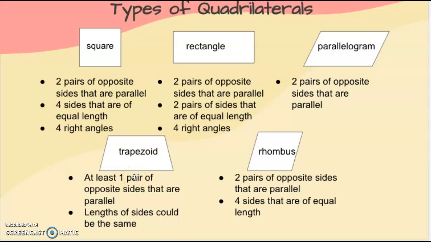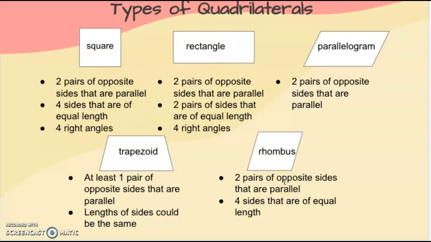For a trapezoid, it only has to be 1 pair of opposite sides that are parallel. So in a parallelogram, both pairs of opposite sides have to be parallel, like in a square and a rectangle. But in a trapezoid, you only need 1 pair. If you notice, this side and this side will eventually meet or intersect. And the lengths could be the same. It doesn't really matter on the trapezoid. The only thing that's important is that 1 pair of opposite sides are parallel. 1 pair, 2 pairs, 2 pairs, 2 pairs.